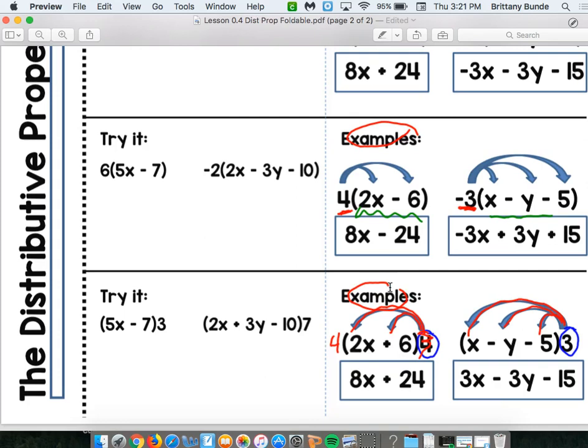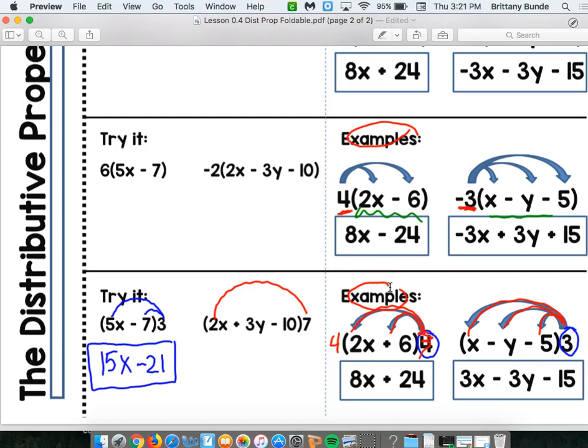So let's try this one together. So 3 times 5x would give me 15x. 3 times negative 7 is negative 21. Are you rocking it? Feeling good about this? I hope so. Okay, last one in our foldable here.